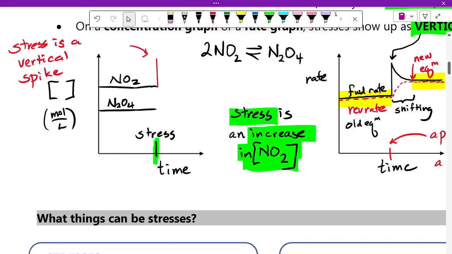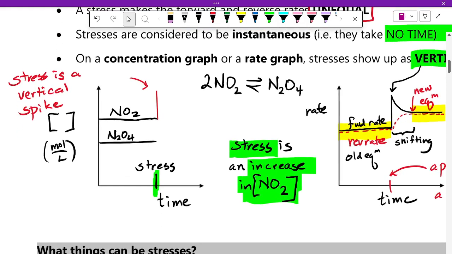Now, while we're here, we might as well figure out what happens to our concentration of NO2 after it spikes up. So let's think about this. We have now stressed our system, so the forward rate has increased and the reverse rate stayed the same. So what's going to happen to the concentration of NO2 as time goes on?